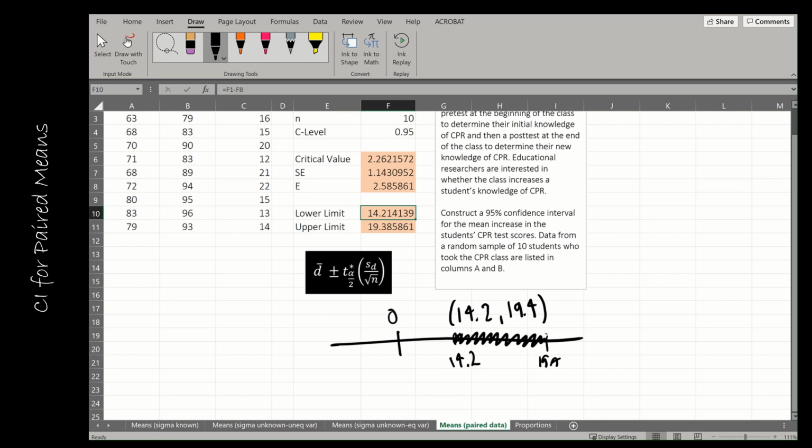If that's the case, then can I say with certainty that they have scored or learned a little bit more about CPR? Absolutely, because their scores went up somewhere between 14.2 and 19.4 points. 0 is not in that interval, so the research suggests that the class did increase the students' knowledge based on their exam grades.